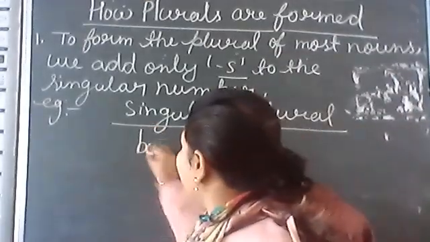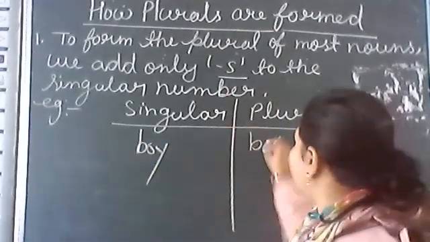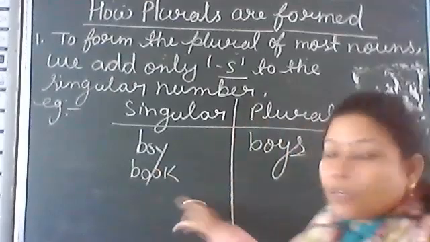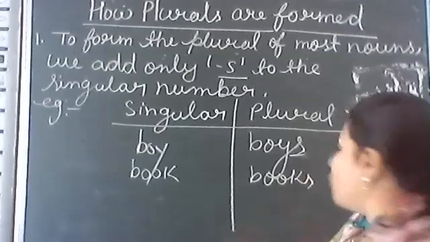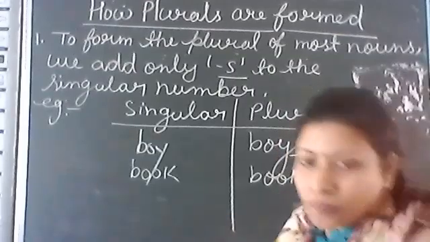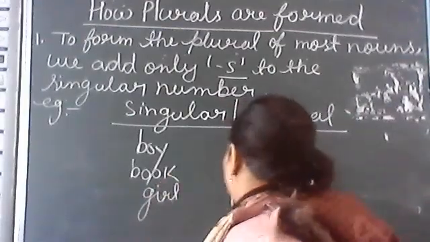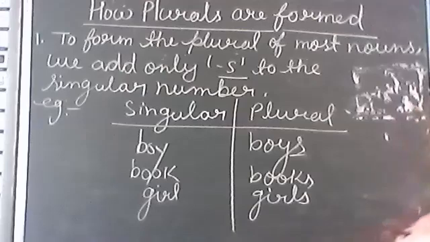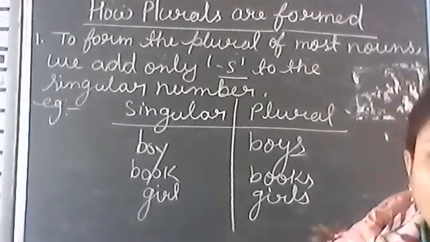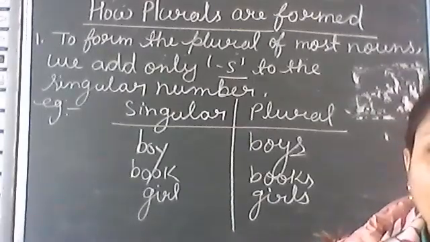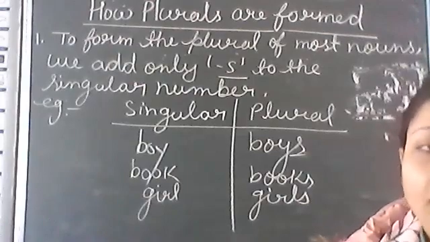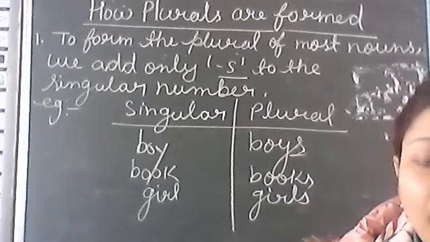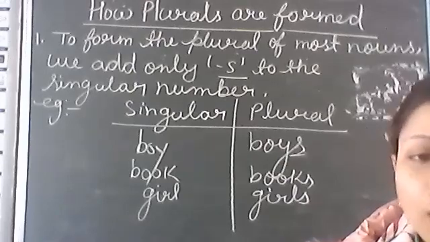Example, we have boy, singular number. When we add s, it becomes plural. Book is singular, and when we add s, it becomes books. Girls, like this. So note down in your copy, first point: to form the plural of most nouns, we add only s to the singular number. And we have examples: singular boy, when we add s, it becomes boys; book, books; girl, girls.